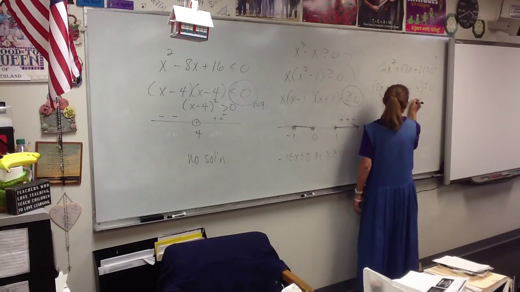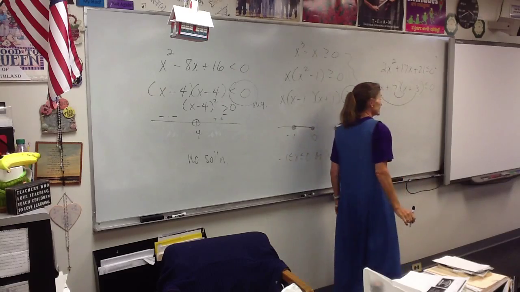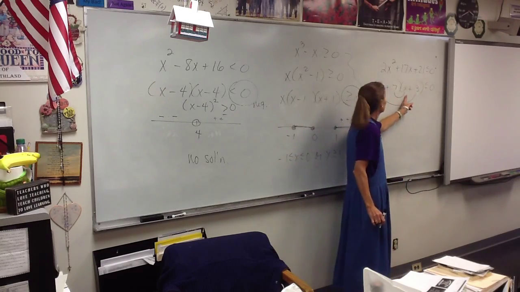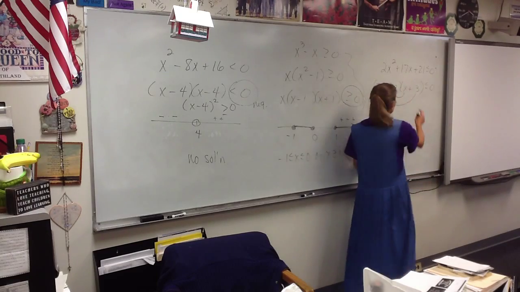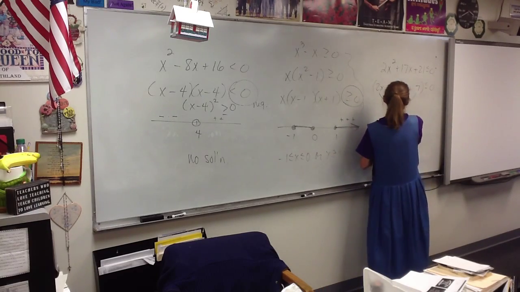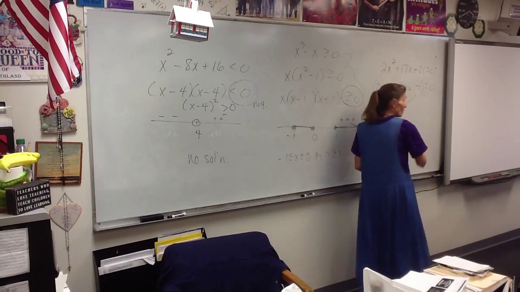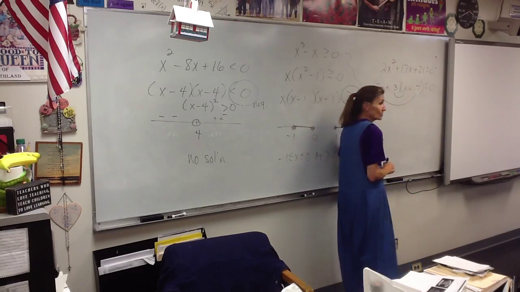When I FOIL, what do my outsides and my insides add up to? 6 and 7. Is that what I want? Nope, so let's try the other order the way I had it first. Let's put 7 there and 3 there. What does that give me? 14 and 3. Is that what I wanted? So there are my factors.